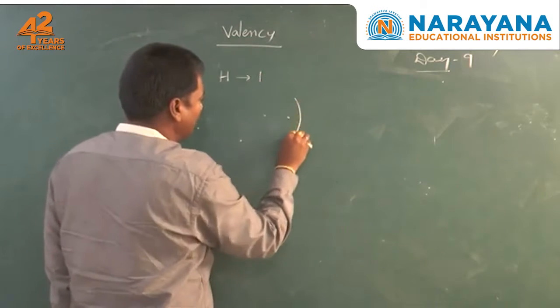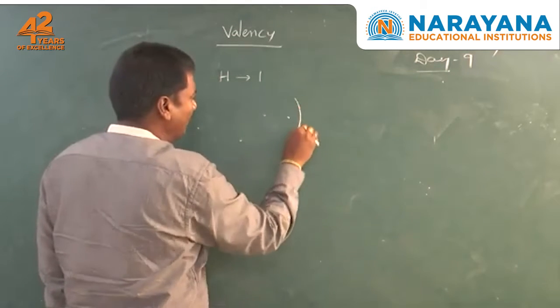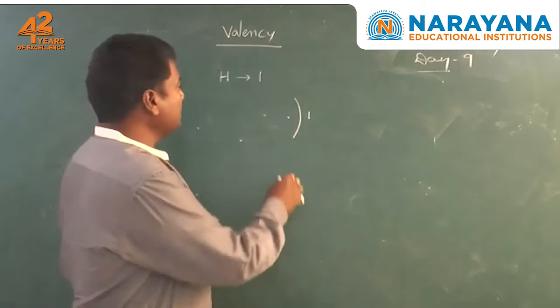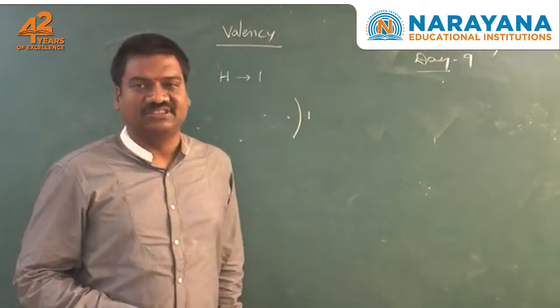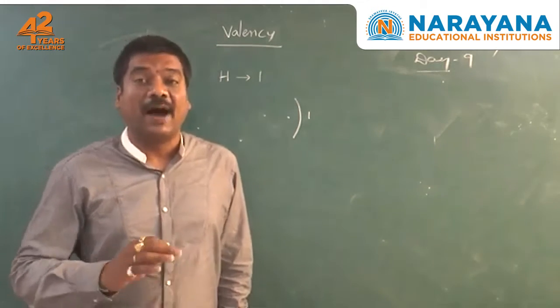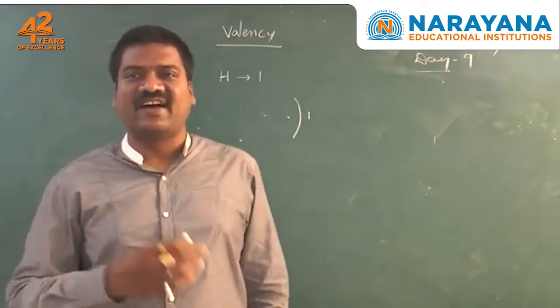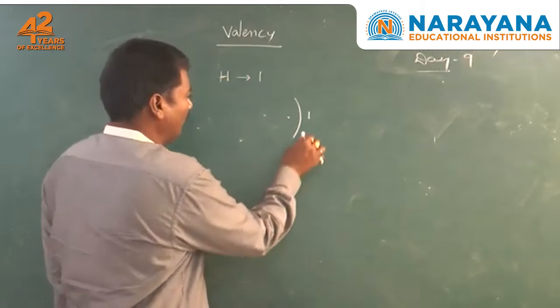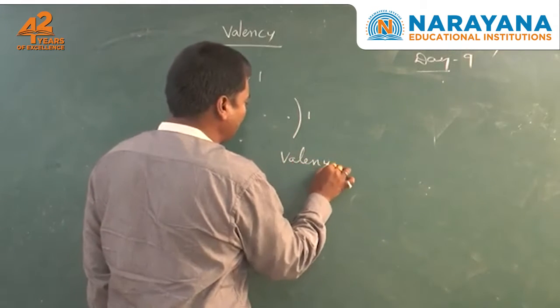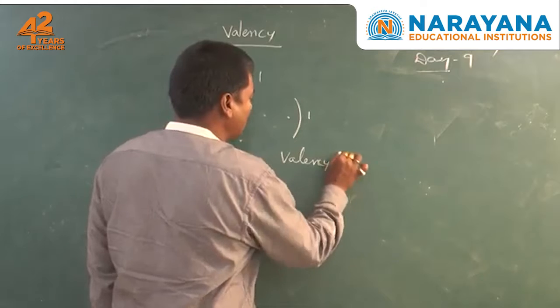Here this is the nucleus, and we have only one orbit, in which one electron is present. The valency of any element, generally, will be equal to the number of valency electrons in the valency shell, up to 4 electrons. Here one electron is there, so the valency of that element, the hydrogen atom, we can take as 1.